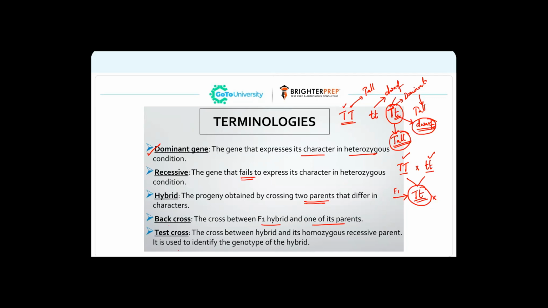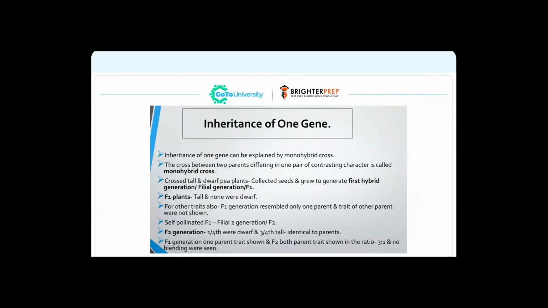Now in the case of a test cross, the cross happens between the hybrid and its homozygous recessive parent. That means it is between the hybrid and the homozygous recessive one, small t, and it is used to identify the genotype of the hybrid. Suppose we do not know the genotype of the hybrid, then we can cross the hybrid with its homozygous recessive parent and find out the genotype of the unknown hybrid.